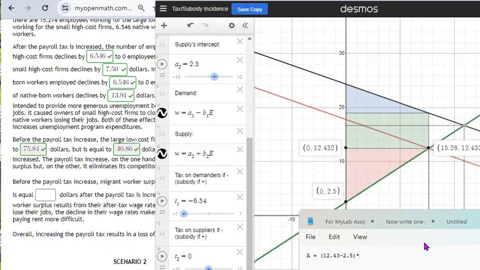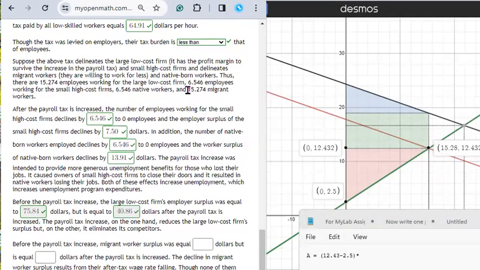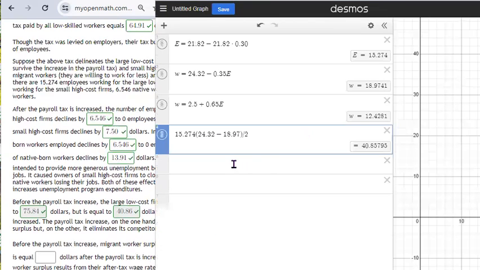We want to multiply that by the number of migrant farm workers. And the number of migrant farm workers is just the number of workers that remain in the labor market after the tax is imposed, right? Then we got to divide that by 2. Okay, so that's our work. We're going to copy it into our Desmos calculator here.